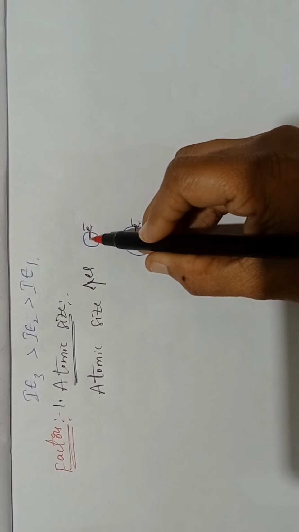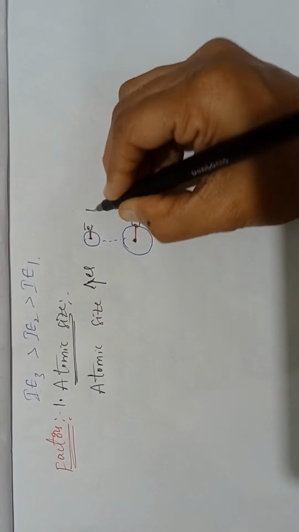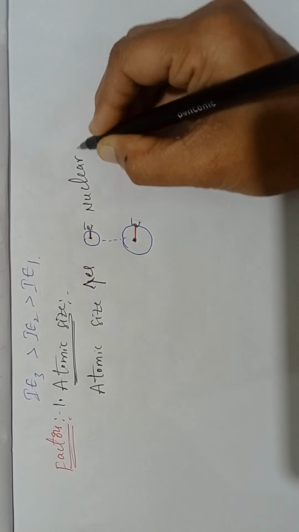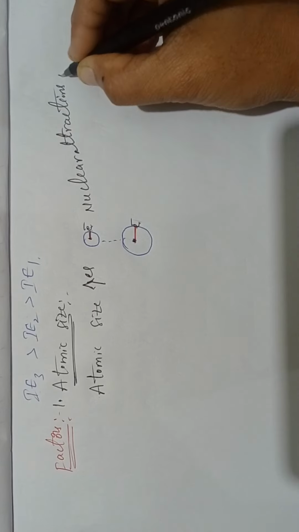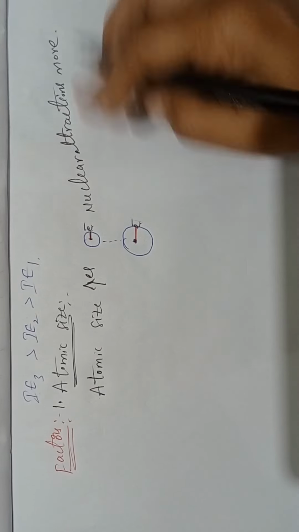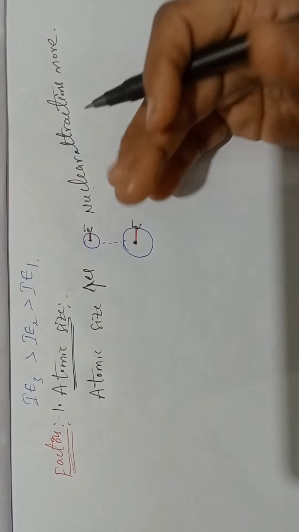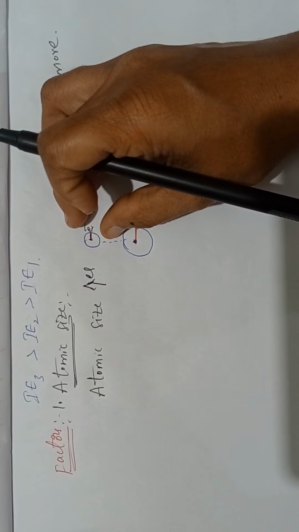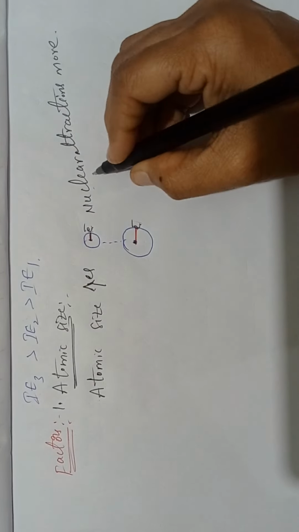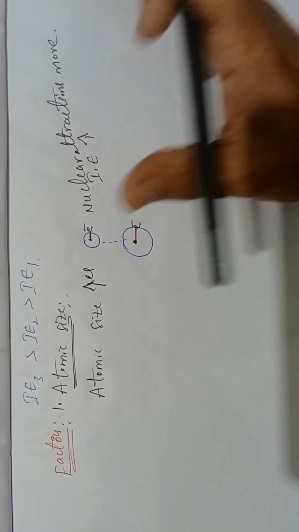Whenever the distance is less, what will happen? Nuclear attractions are more. Clear this one. So whenever nuclear attractions are more on the valence electron, is it ready to lose the electron? No, it is not ready to lose the electron. To remove this electron, students, we have to supply more energy. So that's why ionization energy is more. We have to supply more ionization energy.